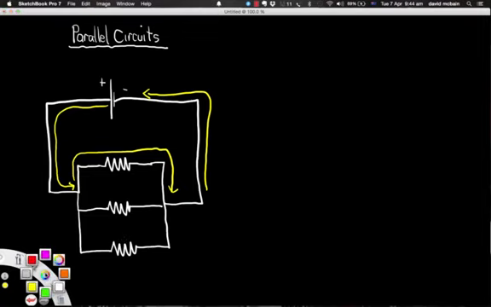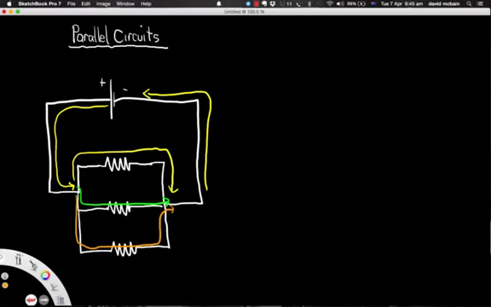A second pathway, the current will come around here, but rather than going this way, it could actually go through that branch. The third pathway is the current would come out of the battery and go through this branch and then out that way. So there's three different pathways the circuit can take.